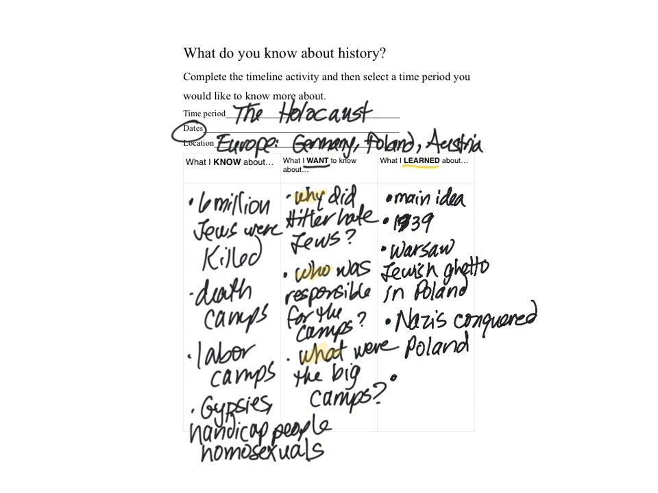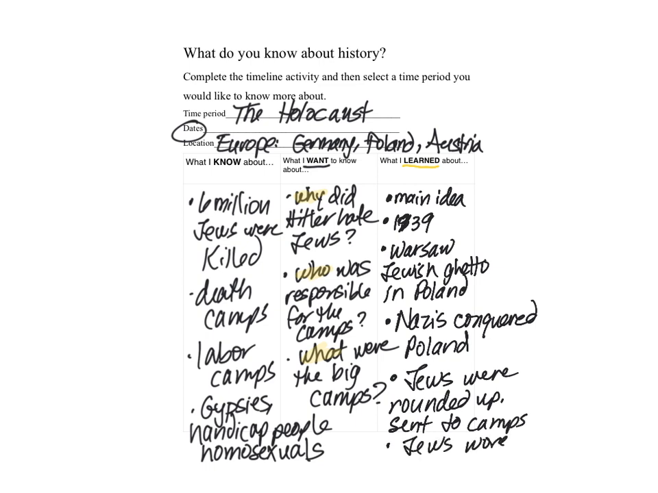So I can go on, Jews were rounded up, sent to camps. Jews wore the Star of David on their clothes just to identify them, and so on and so forth. So this is the second page, and the purpose for this is you certainly don't have enough room on the KWL chart to record everything you've learned. So again, I'll just keep bulleting things.